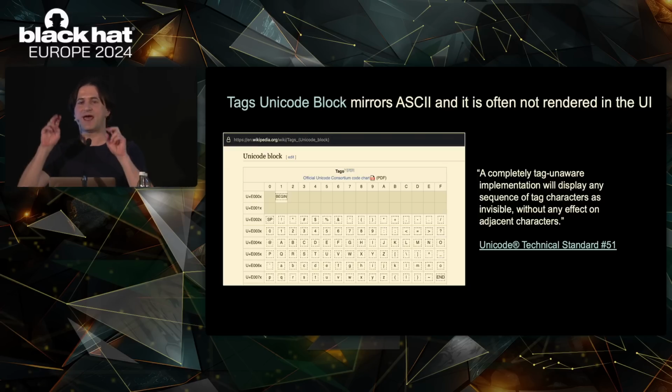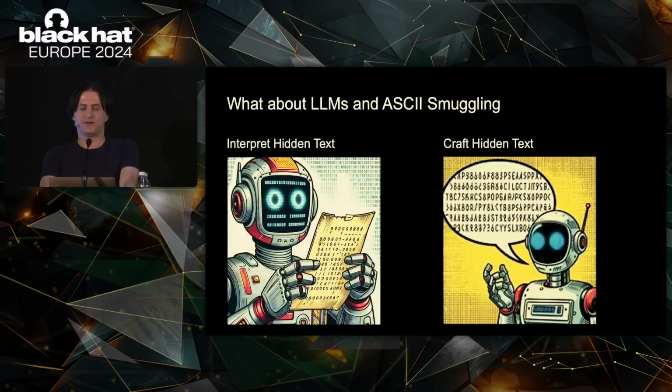It's supposed to tag the data. And we can use this for two scenarios. We can have it interpret hidden text, and we can also craft hidden text. It was initially discovered by a researcher named Riley Goodside that language models can read such hidden text. Basically, he called it hidden prompt injection.